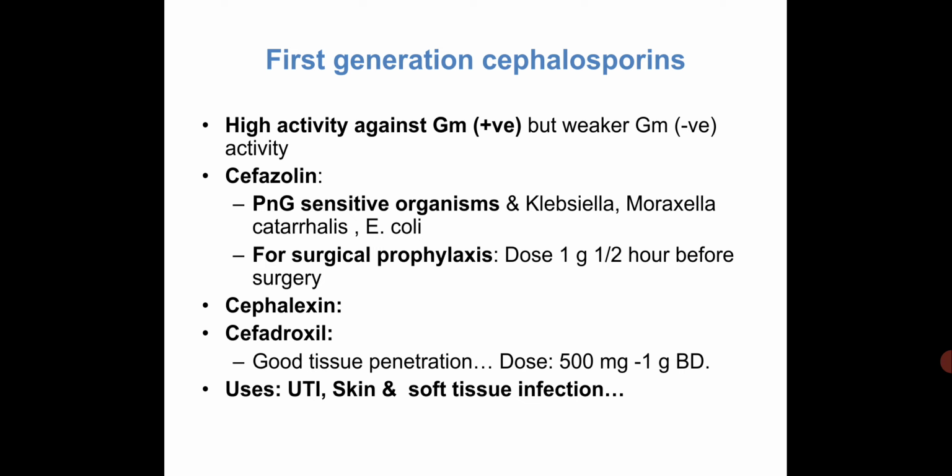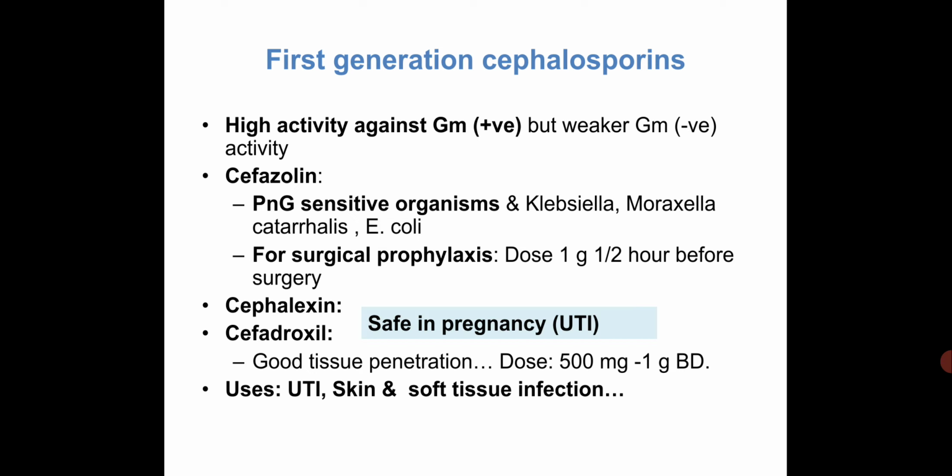generation cephalosporin. It is more active on gram positive organisms, so it is used in cases of resistance to penicillin G, where you cannot use it. If you want to give something, then there is a first generation cephalosporin. It's a good choice. So it is useful in various skin and soft tissue infections. Also there is UTI and some other gram positive infections.